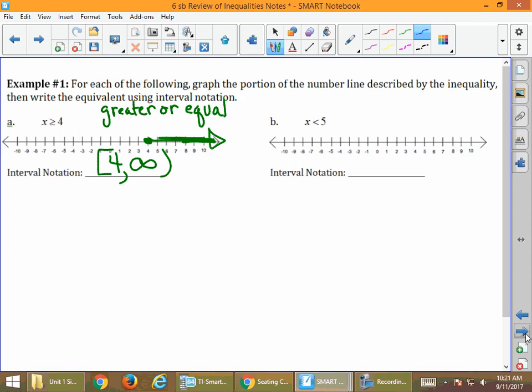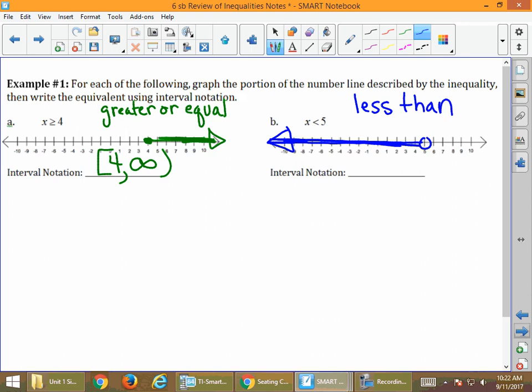When we look at letter B, it says x is less than 5. If we know how to read it, I bet we know how to graph it. Are we going to have an open circle or a closed circle on 5? Open, no equals. So we're going to have an open circle and it's less than. So we're going this direction. And then we want to write it in interval notation.